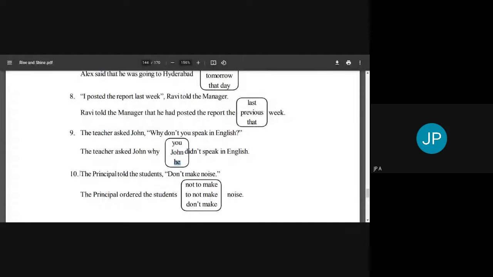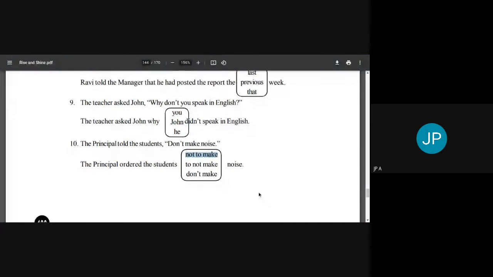Next is an order, request or command, we use to. The principal told the students not to make noise. Not to make noise. Don't make noise becomes not to make noise. So the to is introduced into the sentence. Not to make noise.